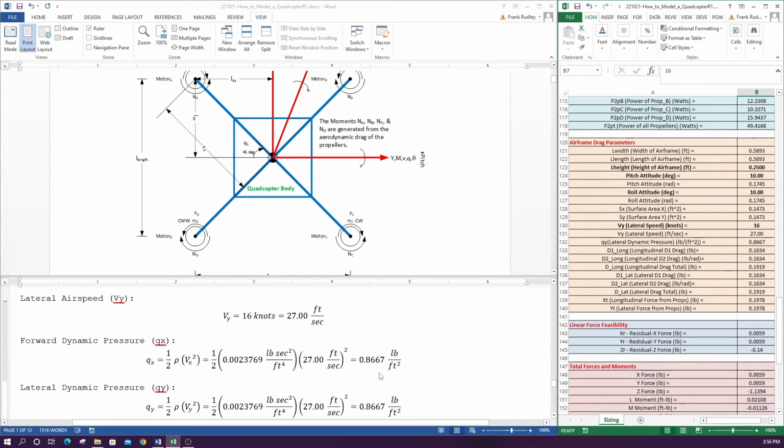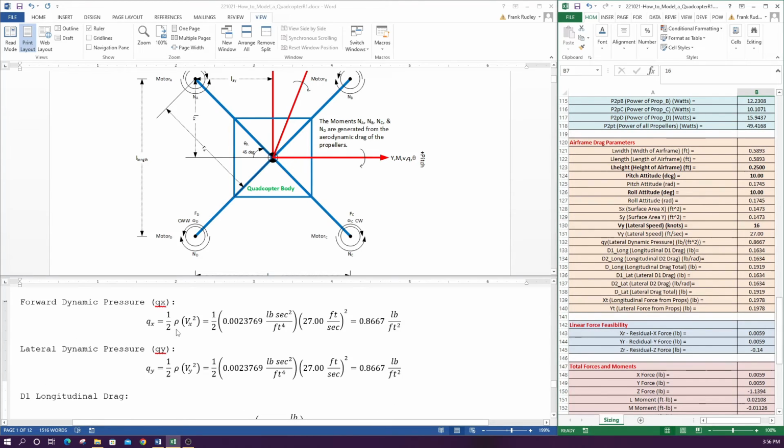So there's a dynamic pressure that's generated from the motion of the aircraft. So we want to compute that. So the dynamic pressure at 16 knots is 0.8667 pounds per square foot. So it just so happens that we're moving forward 16 knots and laterally 16 knots in this case. So we're just trying to get a snapshot. This is just for our test point for our calculations.